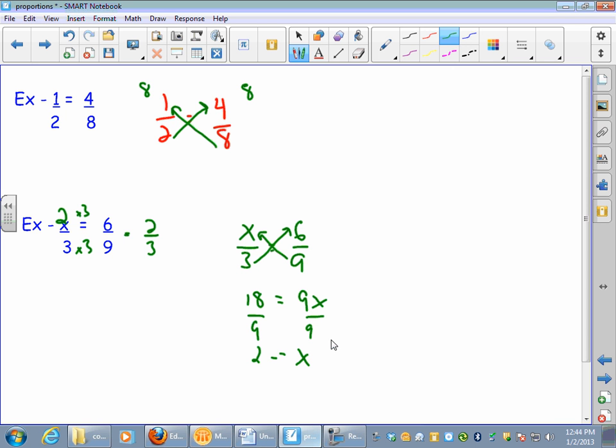So proportions, it's two ratios equal to each other, and there's lots of ways you can check to see that, yes, they are truly equal. And if you're missing a number, there's lots of different ways you can go about making sure it's right. You just have to remember, we're always talking about that relationship in terms of multiplication.